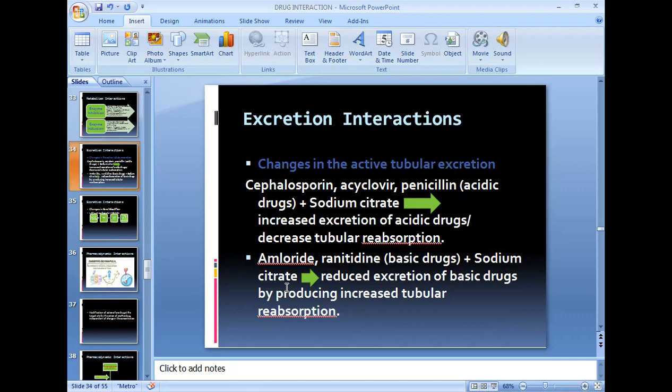On the other hand, if basic drugs like amiloride and ranitidine are taken with sodium citrate, the increased pH is favorable for basic drugs to be reabsorbed, so there will be decreased excretion of such basic drugs, which may induce their toxicity due to reduced excretion of such drugs.